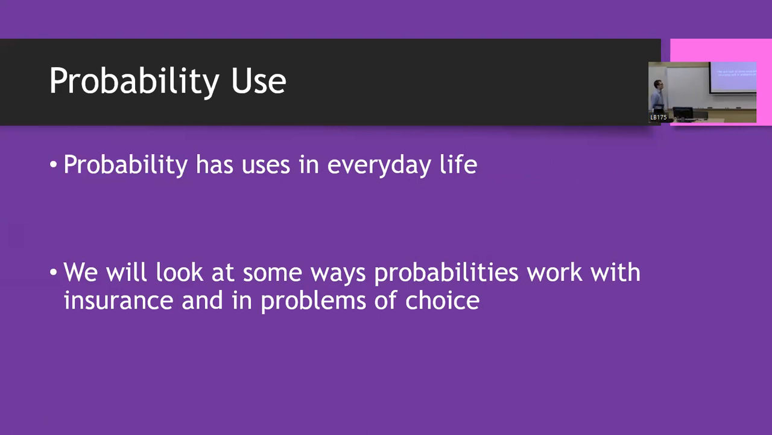So in this chapter, the goal is going to be twofold. One, we're going to look at some basic probability calculation rules. And then two, we're going to see how probability can be used in everyday life, specifically how it applies to insurance problems and how it applies to problems with chance and choice. Okay.